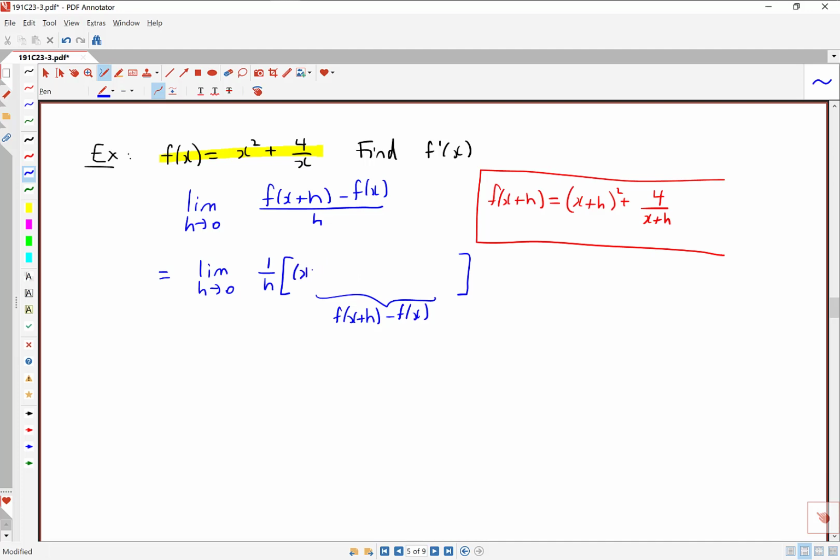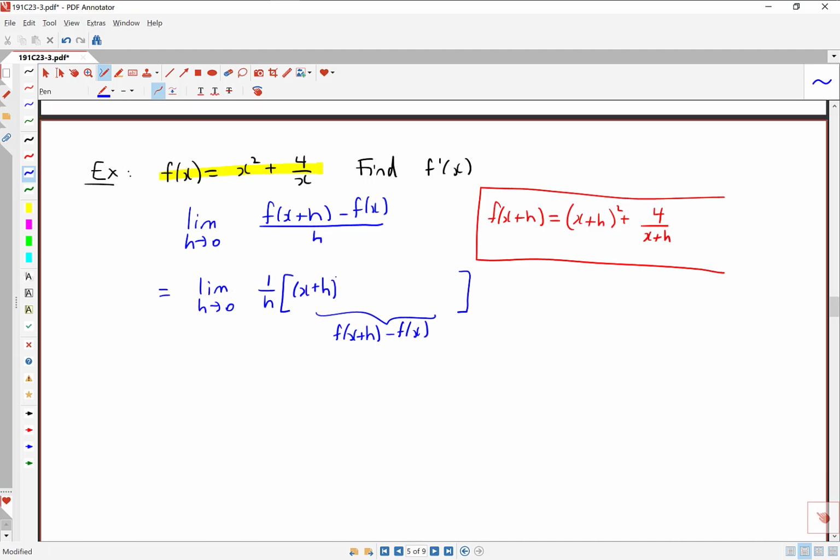So f of x plus h looks like x plus h all squared plus 4 over x plus h, and then we're subtracting off f of x. So we need to subtract off both terms from f of x. So those terms should both be negative there if we're careful about our signs. Great, so we're going to keep this limit expression on here, limit as h goes to 0. We're going to keep the 1 over h out in front, and let's work on simplifying this.